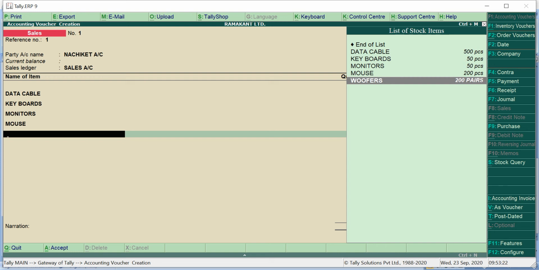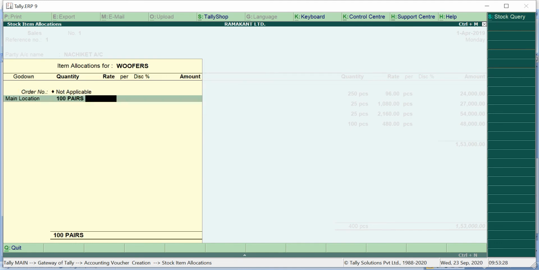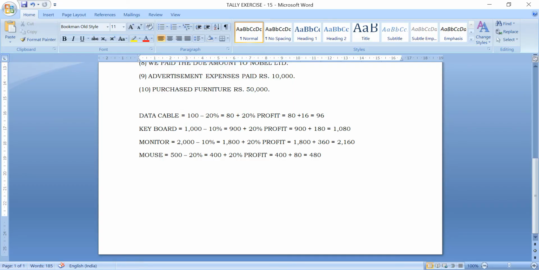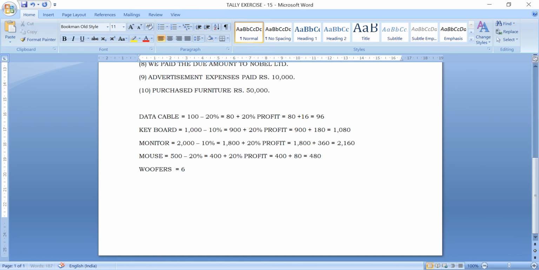And the last stock item to have been sold is woofers. Woofers are 200 pairs, so we will sell 100 pairs. Half was said, so 100. Let us find out the rate. Let us look in woofers. Here it is, 600 rupees is the rate and we get 5% discount. 600 minus 5% comes to 570.